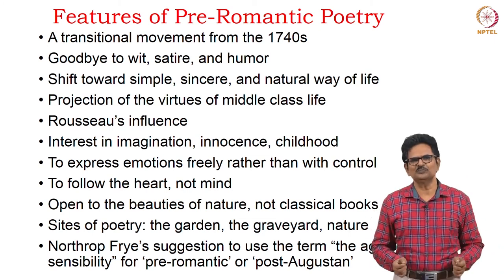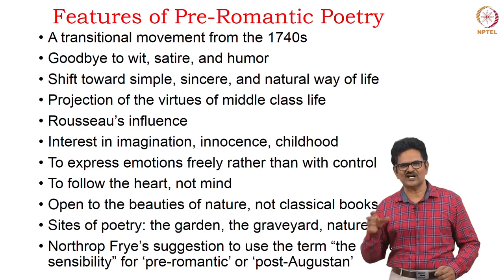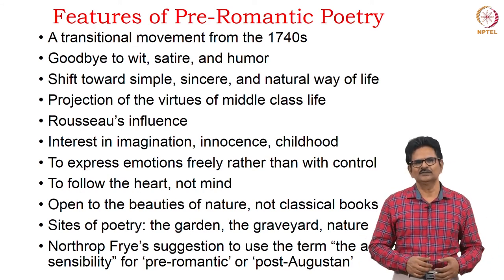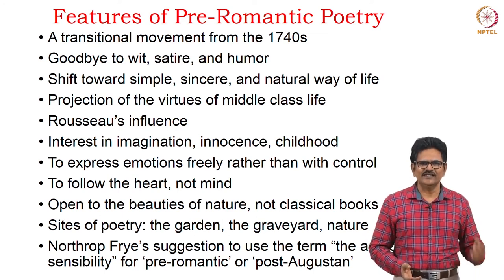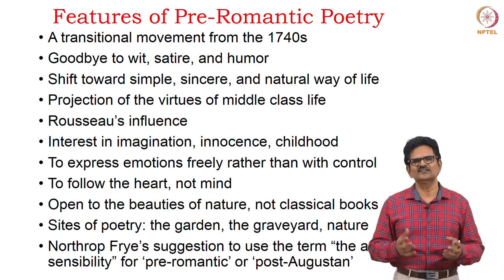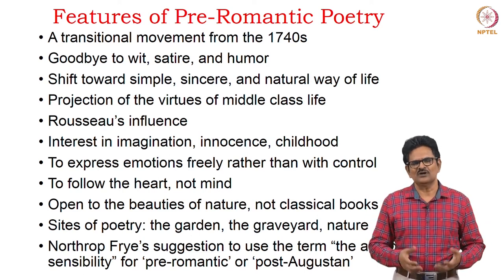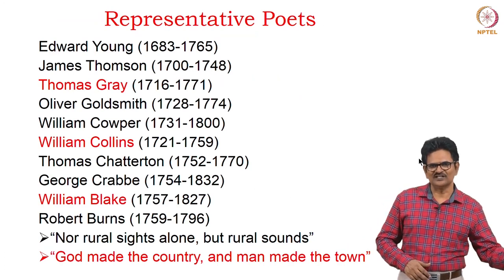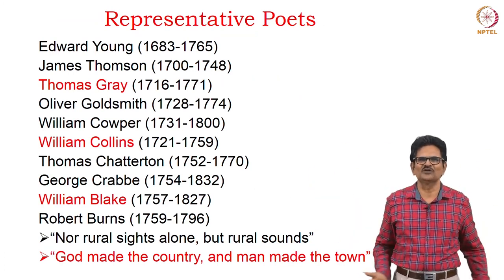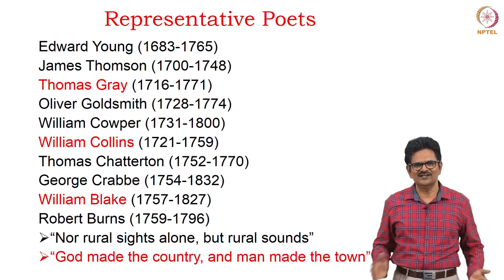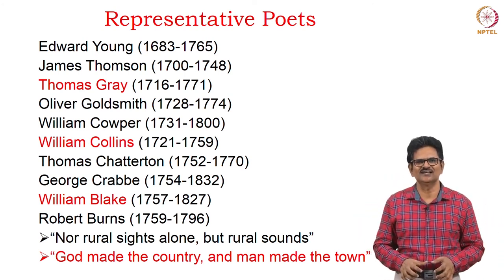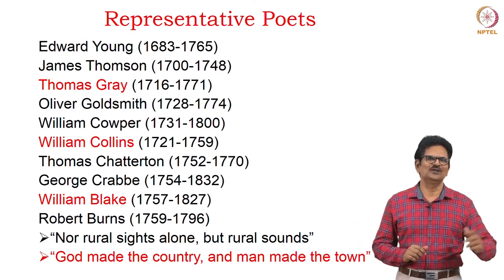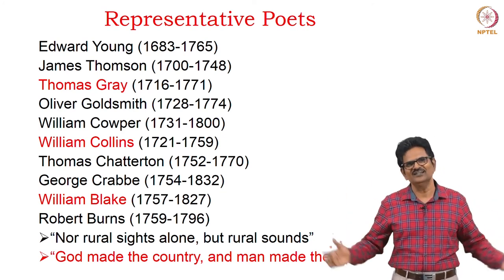The terminological problem of pre-romantic or post-Augustan was discussed by Northrop Frye, and he came out with a new alternative, the Age of Sensibility, because of the interest in emotion or feeling of many writers. As opposed to the neoclassical period, we find a large number of pre-romantic poets. Unless we pay special attention like this, the neoclassical period means only Dryden, Johnson and Pope. But remember, we have a large number of poets.